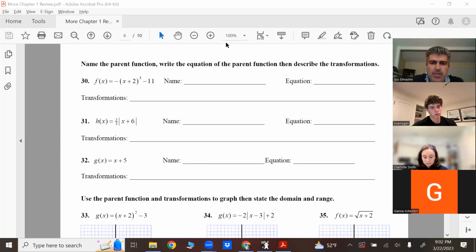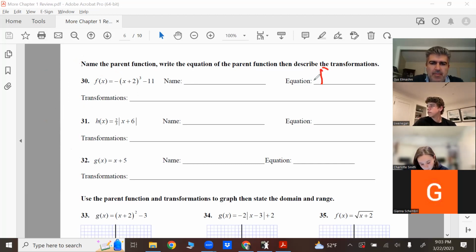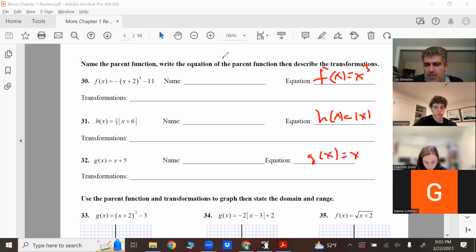So the parent function, I'll tell you what the parent function is. It's really the most basic function that's related to this. So my parent function here is f of x equals x cubed. This is h of x equals absolute value of x. And here, that's just simply g of x equals x. Actually, that was dumb. I should have put the equation here. My apologies. I'll put it over here. h of x equals absolute value of x, and g of x equals x. Again, I'm not going to ask you to name the type of parent function, but in case you're curious, that's cubic.